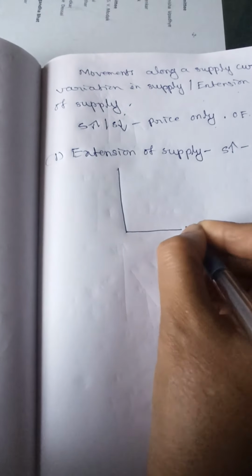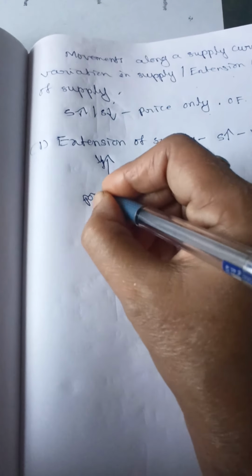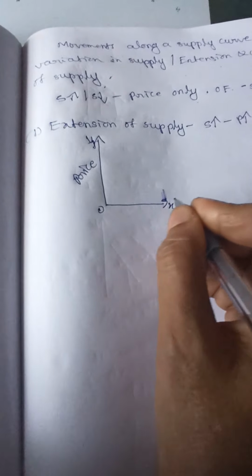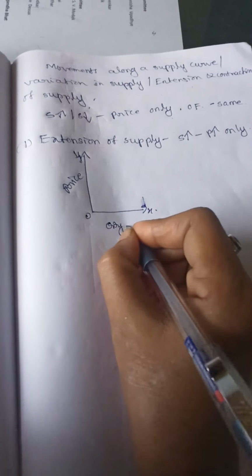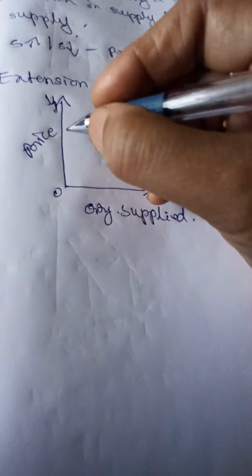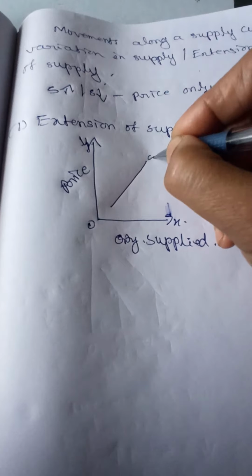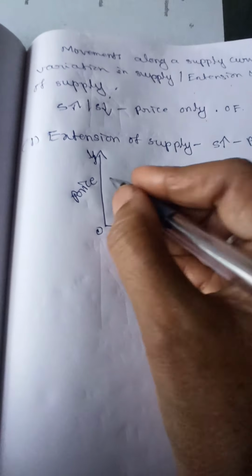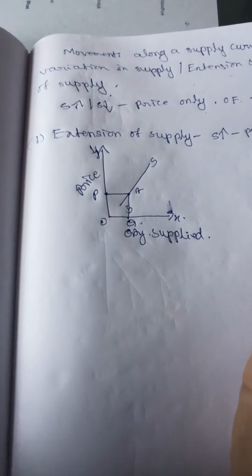First you have to mark the axis. Then you have to label it. Here y-axis is price and x-axis is quantity supplied. Then you have to draw one supply curve. So now assume that the price of the product is OP. What is the supply? You have to find out. This is point A. Join it, you will get Q.